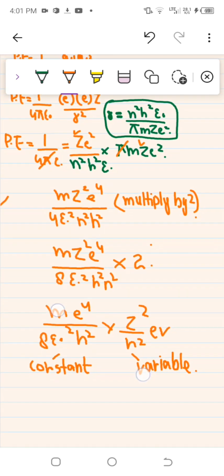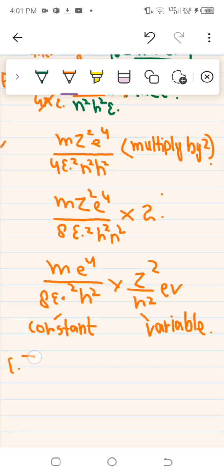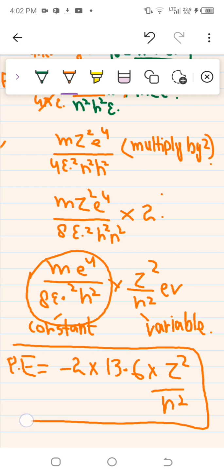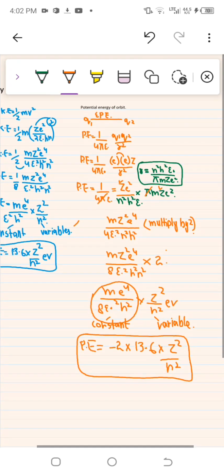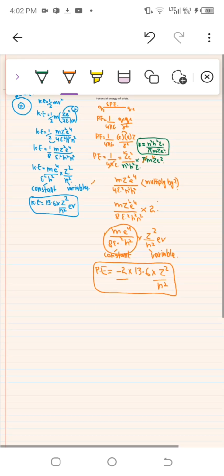Fine. So we have our total potential energy, which is minus 2 into 13.6 Z square by N square. So this is the potential energy. The main difference between kinetic energy and potential energy is that here we have a factor of 2 and there we do not have any 2. So after that it is clear to you guys.